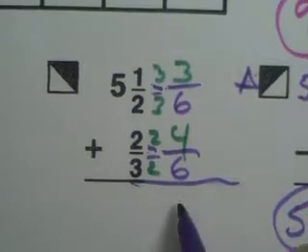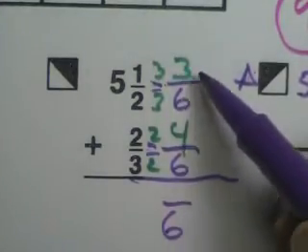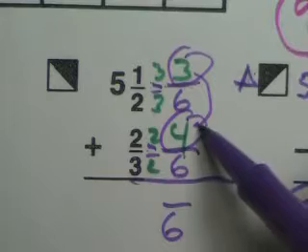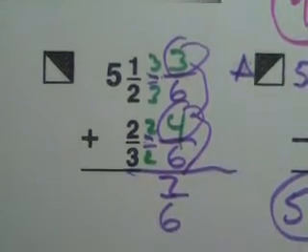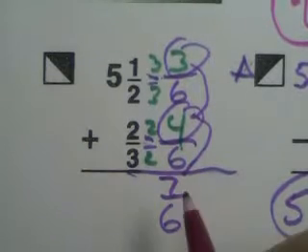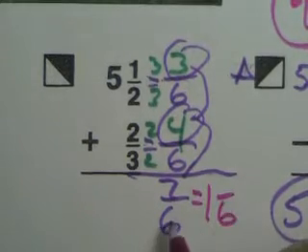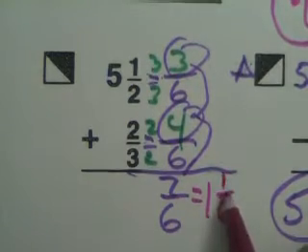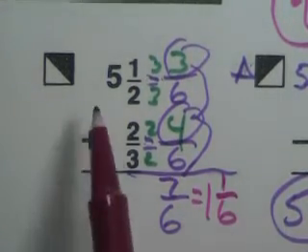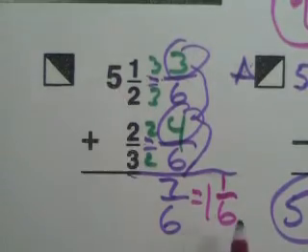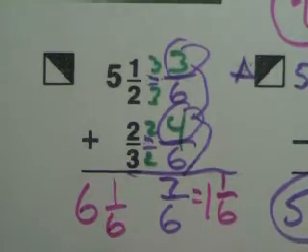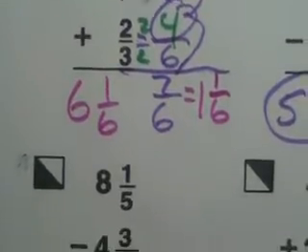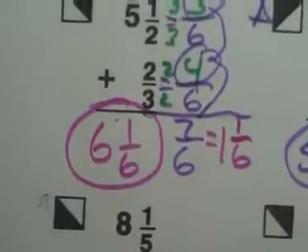So now that I have my numerators, I just need to add those together. Well, 3 and 4 makes 7. Hey, wait, that can be reduced. 7/6 is the same thing as, 6 goes into 7 once with 1 left over. 1 and 1/6. And then I have a 5 over here. So 5 and 1 and 1/6 makes 6 and 1/6. Because a 5 and 1 makes 6. And that's the answer.